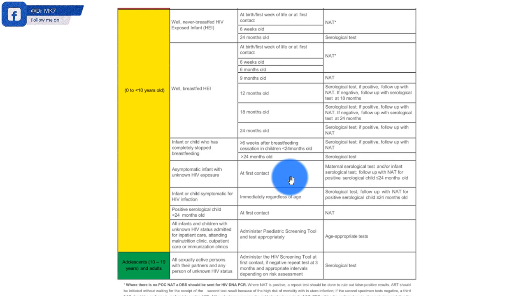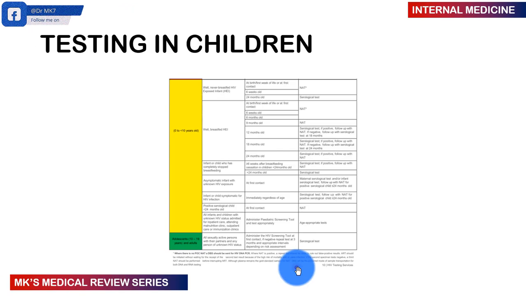If there's a positive serological test in less than 24 months, at first contact, we repeat the NAT. Then, all infants and children with an unknown HIV status admitted for inpatient care, attending malnutrition clinic or outpatient care or immunization, we administer our pediatric screening tool that I talked about earlier on. Then we test them appropriately according to their age. With adolescents, or those that are sexually active with their partners, and any person with an unknown HIV status, we should get a serological test for this patient. If it's negative, repeat the test every 3 months, depending on the risk that is present. I hope this has shed some light on the testing that we do in children, and I hope you now all understand.